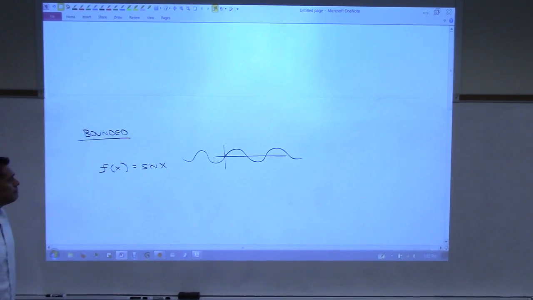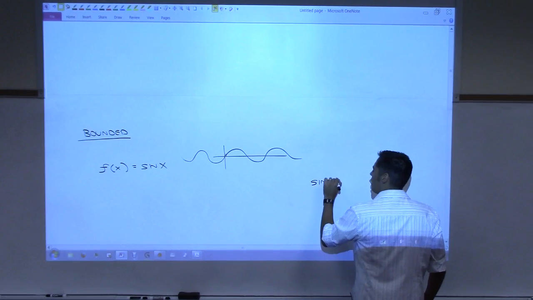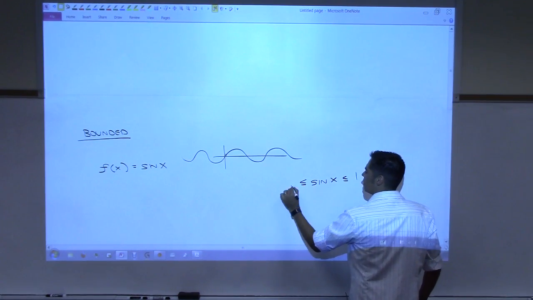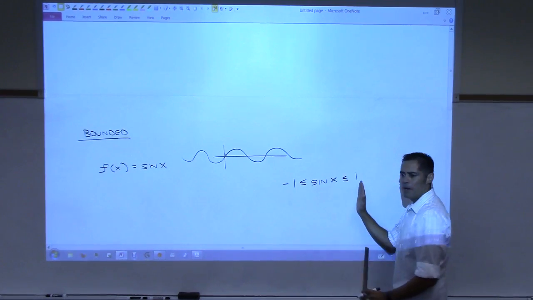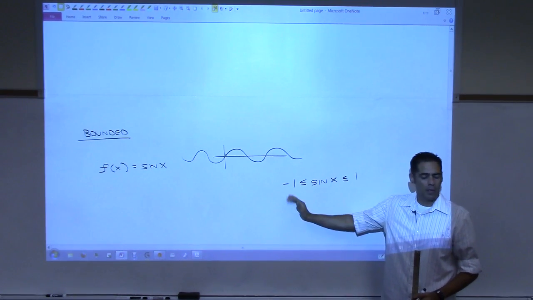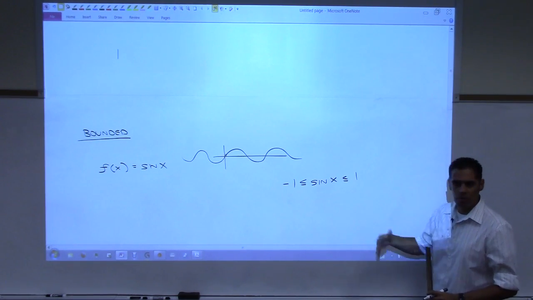So this is bounded because we know this inequality is true: sine x is always between 1 and -1. It's stuck between two values. It's never going to get bigger than 1, and never going to be less than -1. So when we say bounded, we're talking about a function like this. Cosine would be the same way.